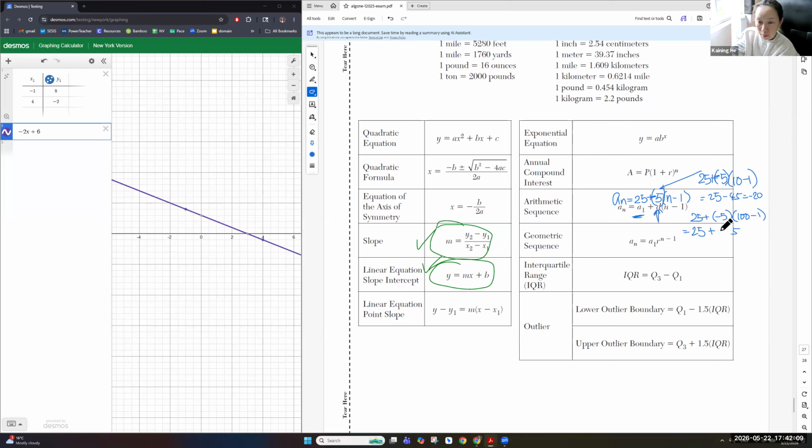5 times 99 is negative 495. That will turn into a negative 470. So that will be your final answer if you actually keep subtracting 5, subtracting 5, subtracting 5, 99 times later to find a 100th number. That will be negative 470.